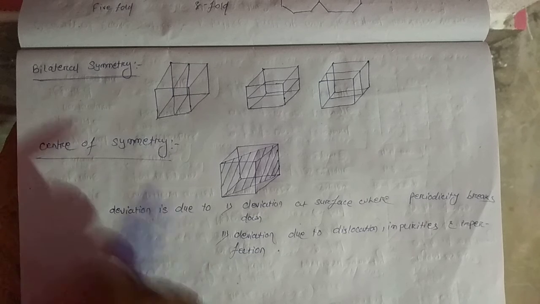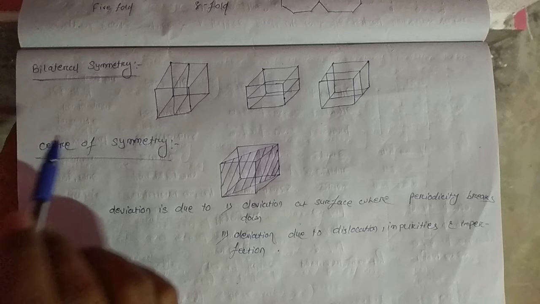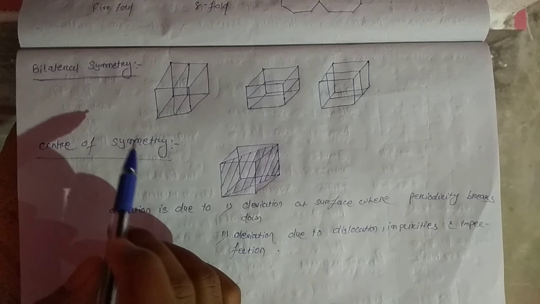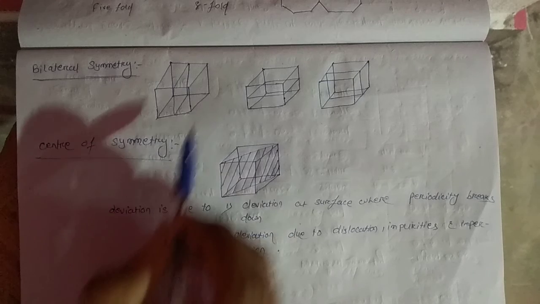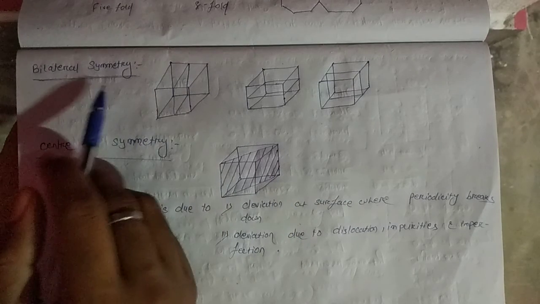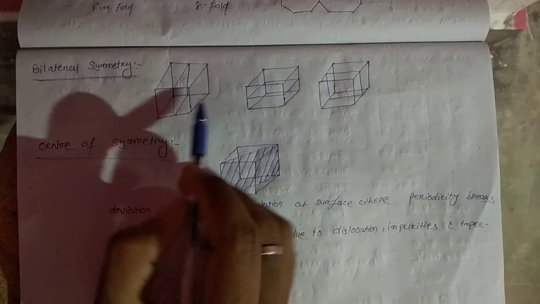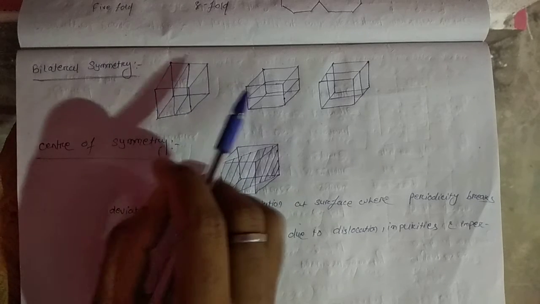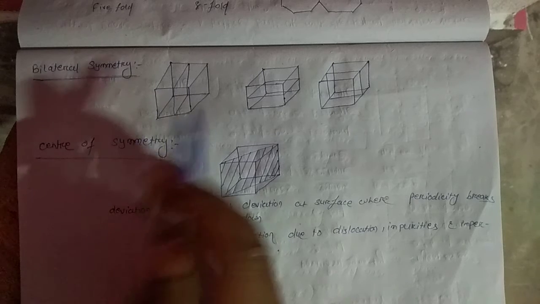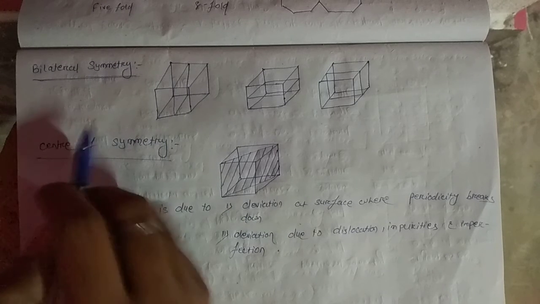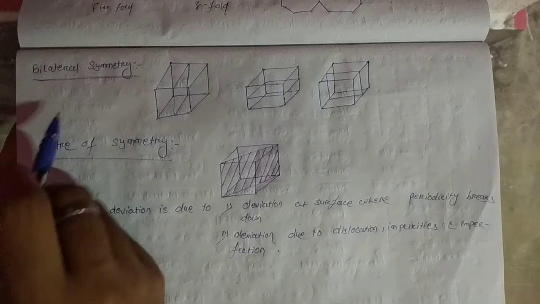Next topic is bilateral symmetry. Bilateral means what? Two. Bi means two. So if a plane or unit cell divides a crystal structure into two equal halves in such a way that one half is the reflection of the other half, then this plane is referred to as the plane of symmetry.